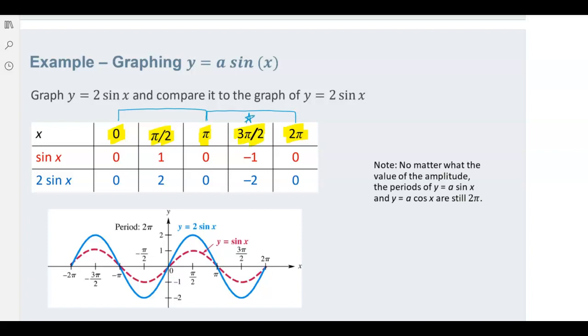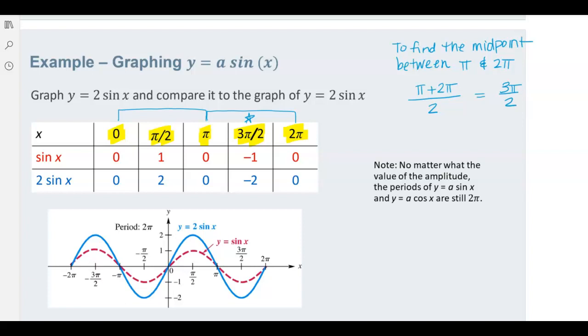Let's talk about this one for a second. How do I get that number? What you're doing is you're finding the midpoint. You find the midpoint by adding the two numbers together and dividing by 2. So to find the midpoint between pi and 2 pi, I'm going to add them together and divide by 2. That's averaging them. So that's why I'm getting 3 pi over 2.